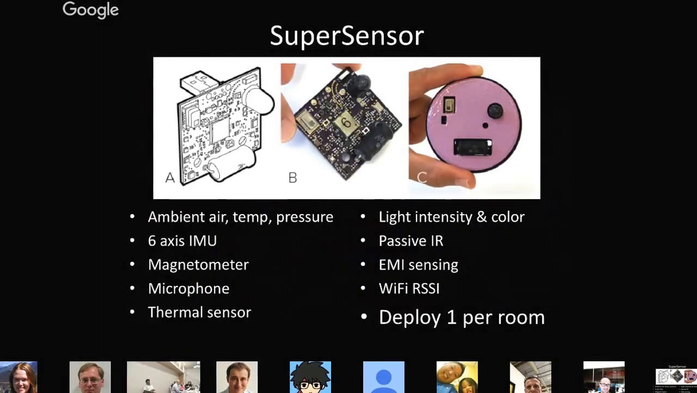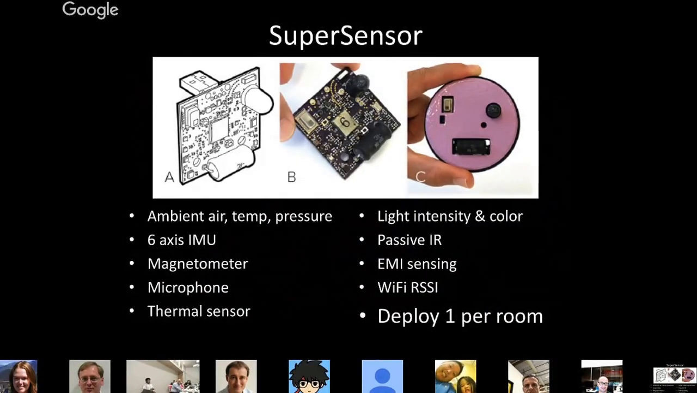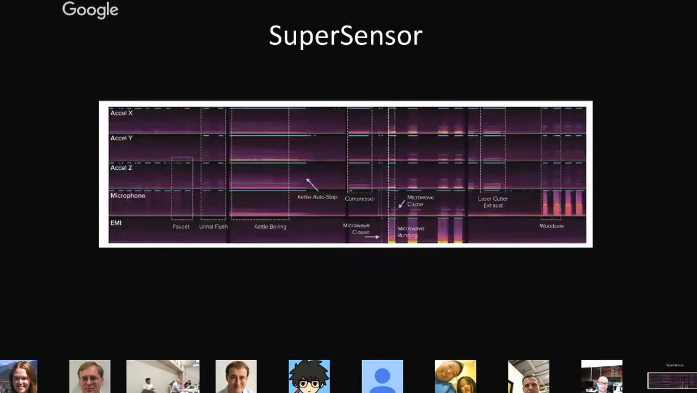Okay, so you've already talked about the content of the super sensor, right? Yes. So these are still all the same sensors that we talked about. This is what it looks like, and the idea is that we deploy one per room. It's a little bit hard to see, but on the top here you have acceleration in the XYZ axis, microphone, and EMI. This is only 5 of the 12 sensor streams.